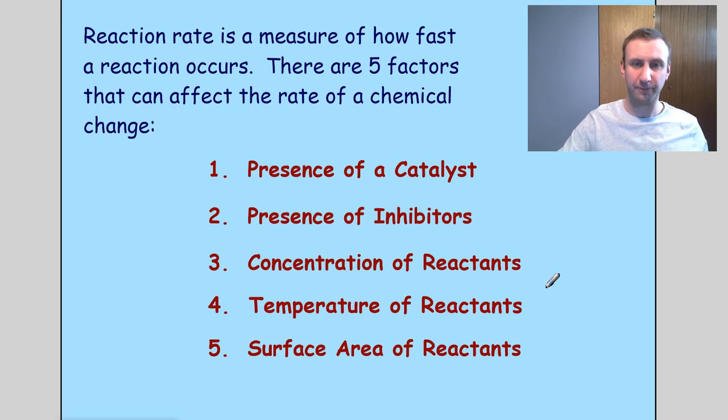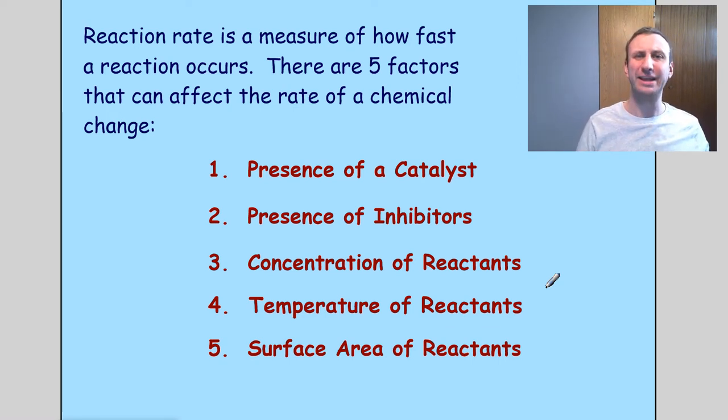So now we're going to go through a list of 5 factors that will determine how fast a reaction is taking place. The first factor that we're going to take a look at is presence of a catalyst. We're going to get into more detail. So I'm just going to read through this list, and then we're going to go through each of these one by one. Presence of inhibitors is actually kind of misleading because that will slow down a reaction.